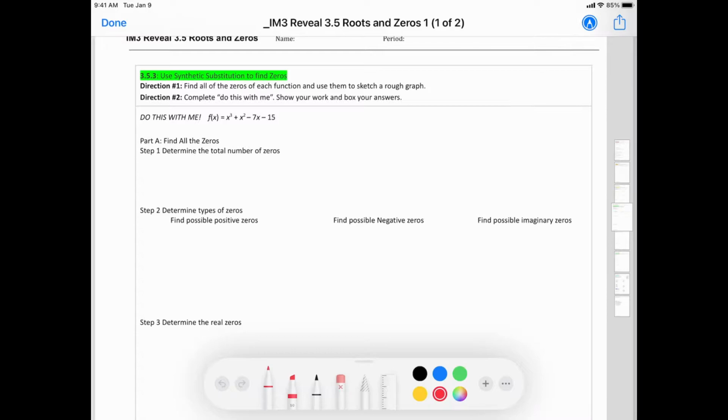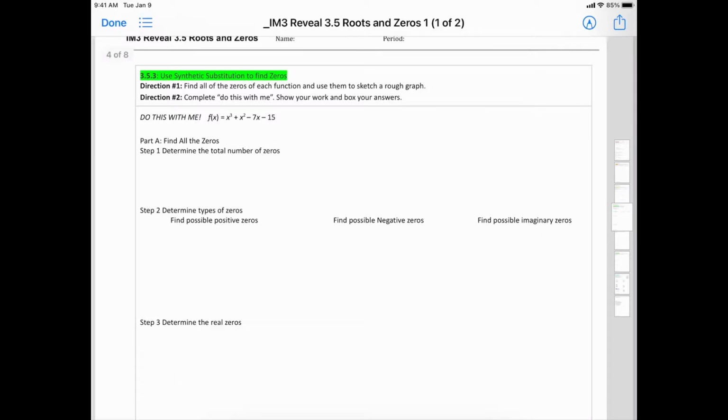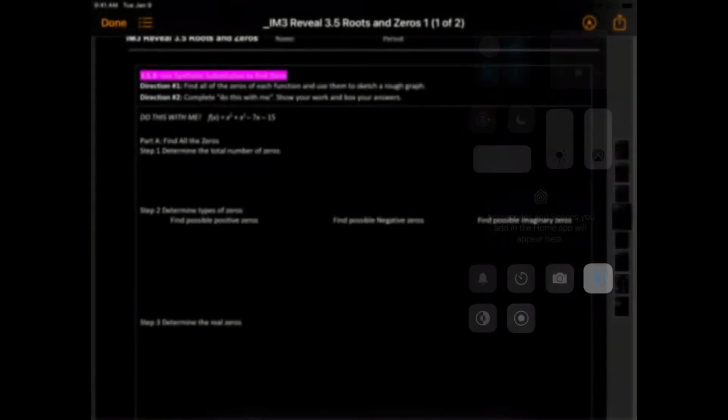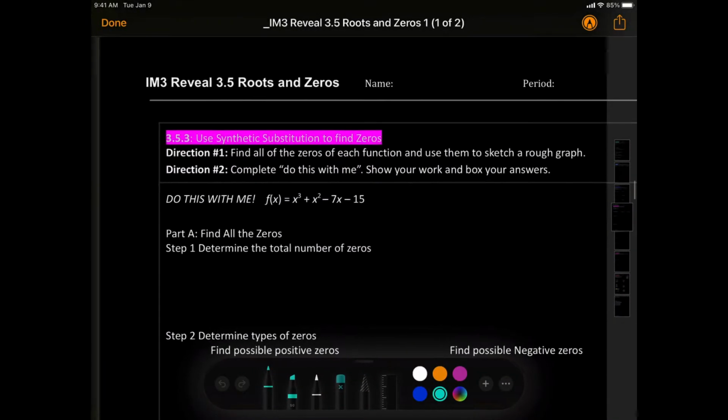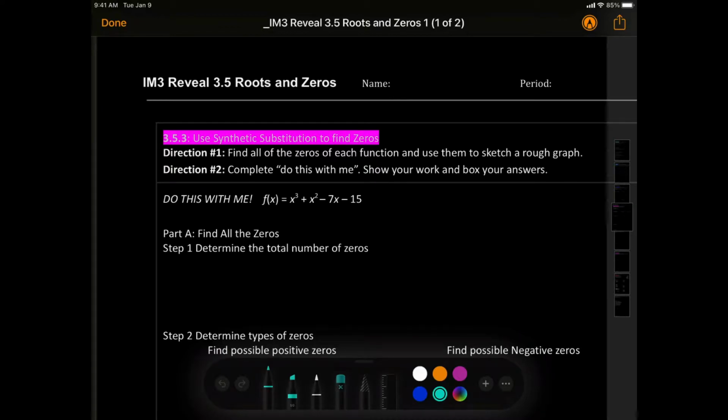Hey guys, let's go over 3.53 using synthetic substitution to find zeros. I'm going to go dark mode. Something I want to point out off the bat is this thing called synthetic substitution is just another way of saying we're going to be using synthetic division.